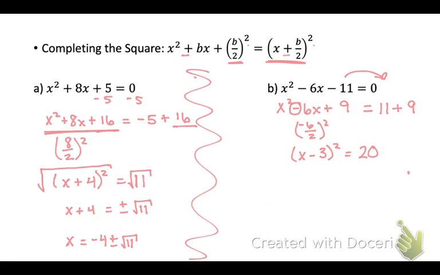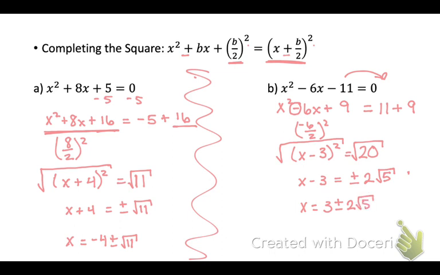Then you take the square root. So x minus 3 equals plus or minus. Now the square root of 20 has a perfect square in there. 4 and 5. So what's the square root of 4? 2. So 2 square root of 5. And then you add 3. So x equals 3 plus or minus 2 square root of 5.